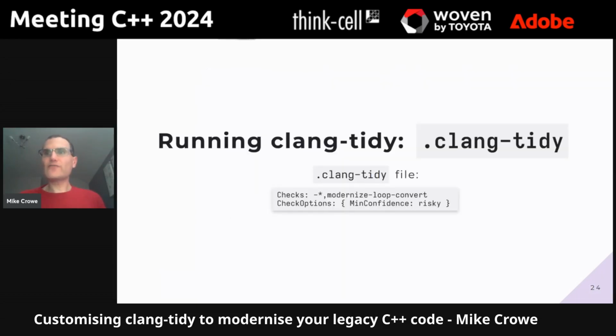Rather than specifying the list of checks on the command line, you can create a .clang-tidy file in the current directory or in any parent directory. This is useful if you enable a lot of checks or set check configuration options, and you can commit it to source control too.